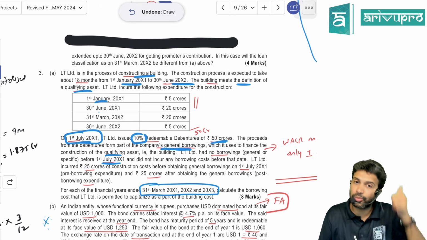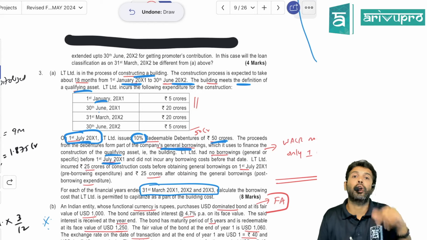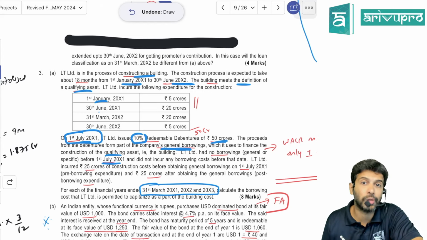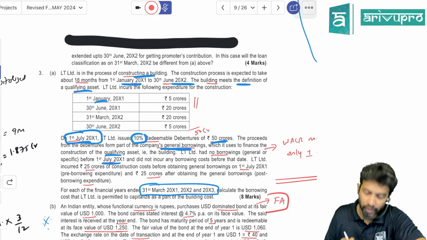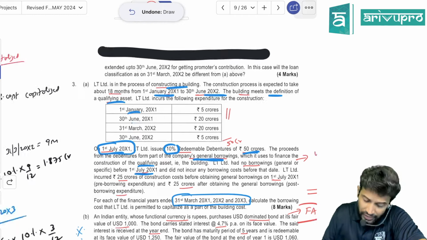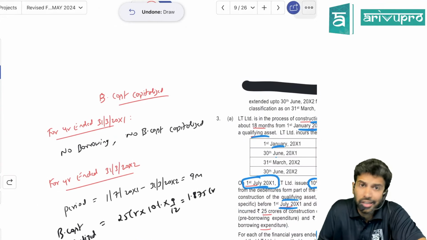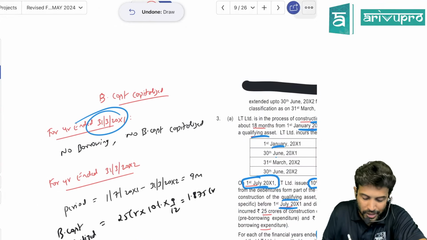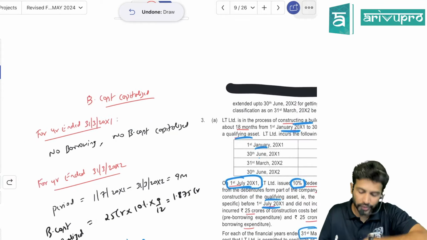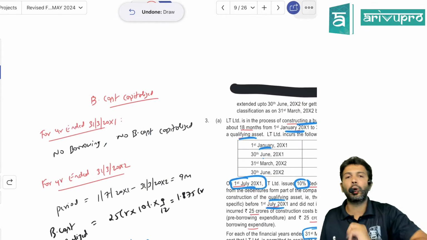31st March 20x1, 1 year ka. 31st March 20x2, how much borrowing cost? 31st March 20x3. For 3 years, how much borrowing cost will you capitalize is the requirement. Since borrowing came only on 1st July, for the year ended 31st March 20x1, there is no borrowing at all. Borrowing itself came on 1st July. Right. So for the first year, there is no borrowing, hence no borrowing cost will be capitalized.